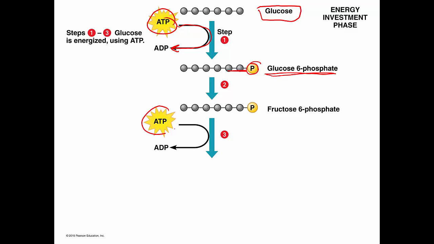We then have another ATP added, so that gives us a phosphate group, gets turned to ADP, and as we're going to see in the next slide, fructose 6-phosphate gets another phosphate group added to it. Again, this whole entire first half of glycolysis is called the energy investment phase. As you can see, we've invested 2 ATP already into the process of glycolysis. So that's why it gets the name energy investment.